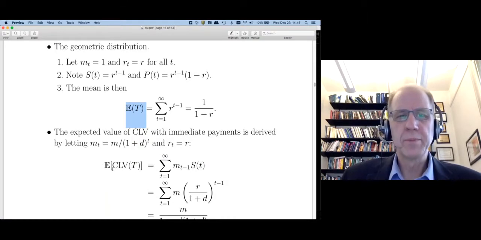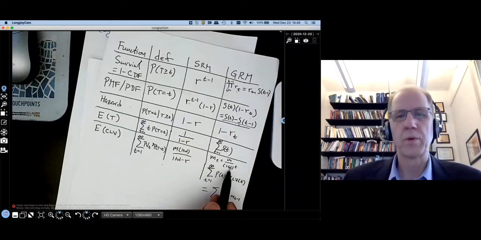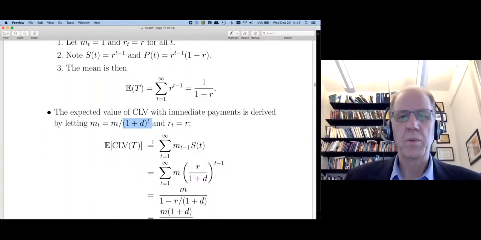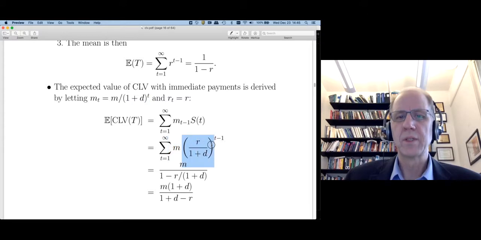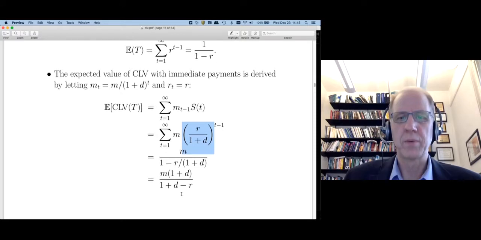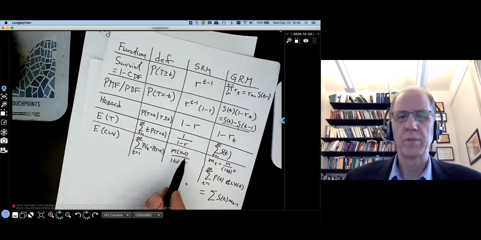If I were to let m sub t equal just whatever the m is divided by 1 plus d to the t, so that's what I wrote right here, we have another way to arrive at the sum for a simple retention model. So now I have a geometric series. This is my a. This is the r term. So if I take a over 1 minus r, we end up with the formula that we had before, m times 1 plus d over 1 plus d minus r.